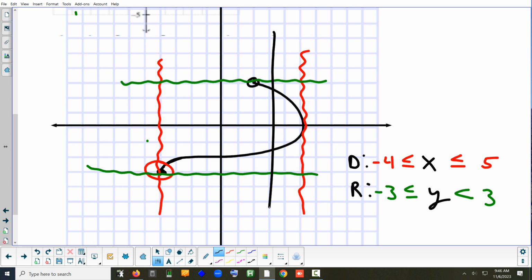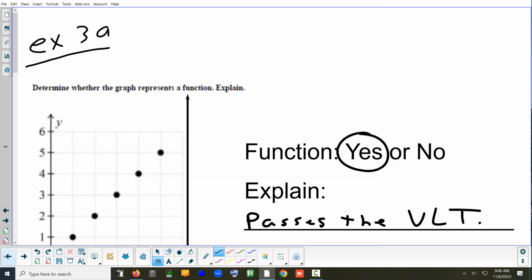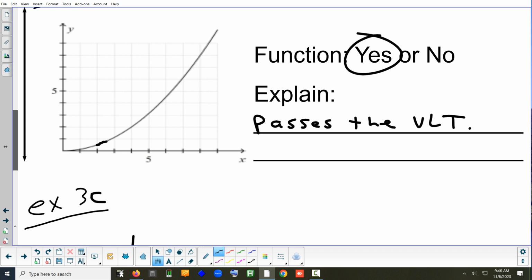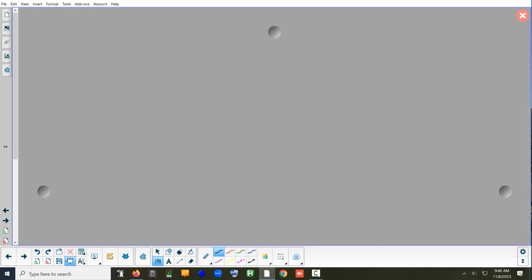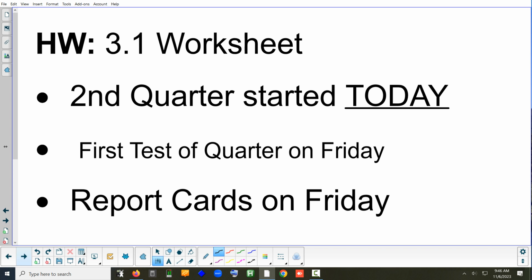All right, any question on that? All right, so let's look at the last one. We may have to finish it as part of the warm-up tomorrow. But this was the last page.